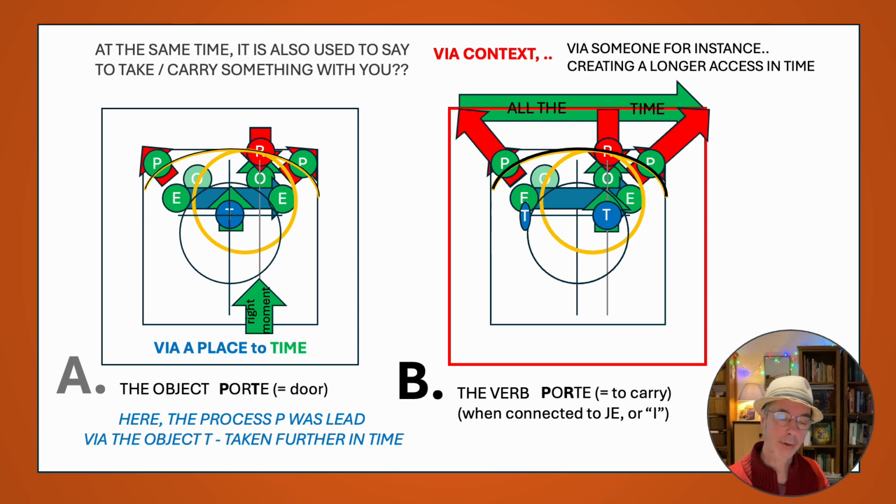Now the porte as an object starts from P, the process, and this process, you see, is connected, and it's connecting itself to the object in T, and that makes it an object that shows an opportunity to use this process to connect to the object in time to open up at some point.